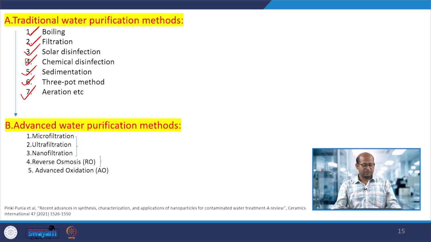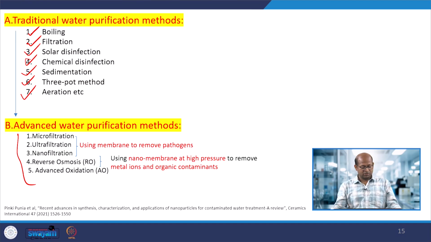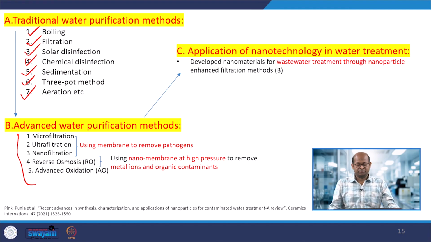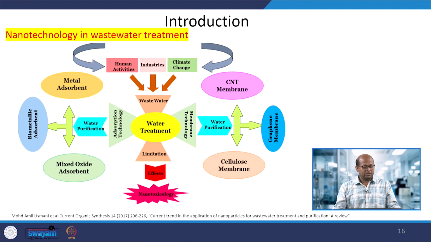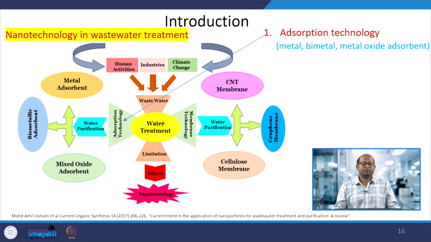water. And then advanced technology has come, that is microfiltration, ultrafiltration, nanofiltration, reverse osmosis, advanced oxidation processes. Out of these, the methods are further modified with the help of nanotechnology, where nanomaterials can be used for the treatment process, which can enhance the performance and also the water quality. Here I said there are two different methods. One is adsorption technology, and by that way different types of metals and metal oxides we can use for the treatment of wastewaters.